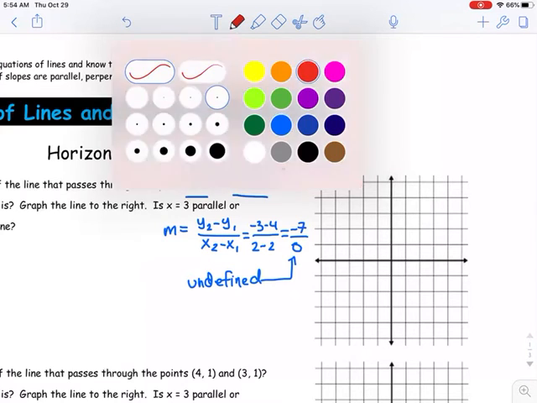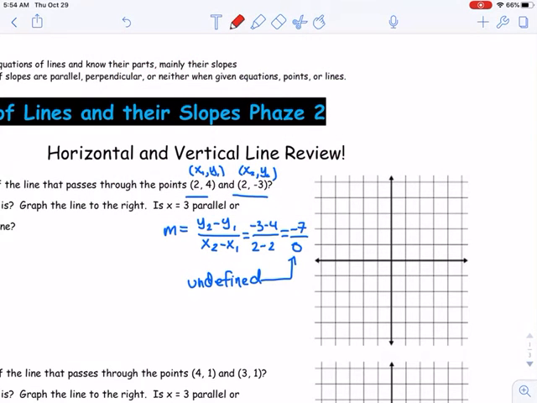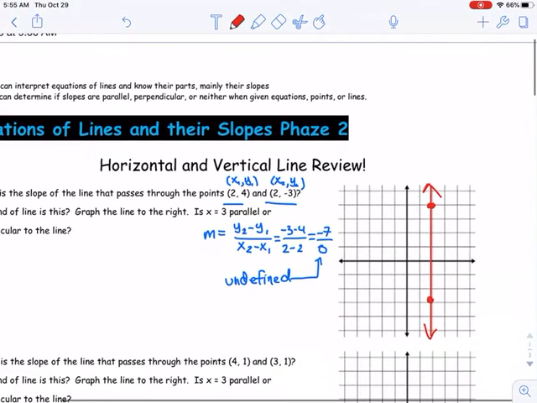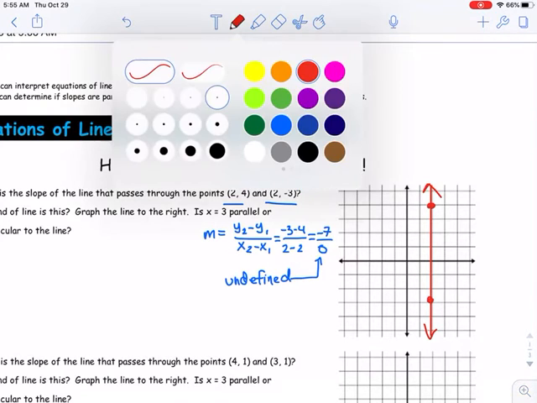What does that exactly mean? All right, so we got (2, 4). So right 2, up 4, and then (2, negative 3). And I kind of missed right there. I'll try to do a better job. Okay? That's the line right there. Remember, it's a rise over run. Well, you're rising infinitely long, and there's no run. That's why it's an undefined slope.